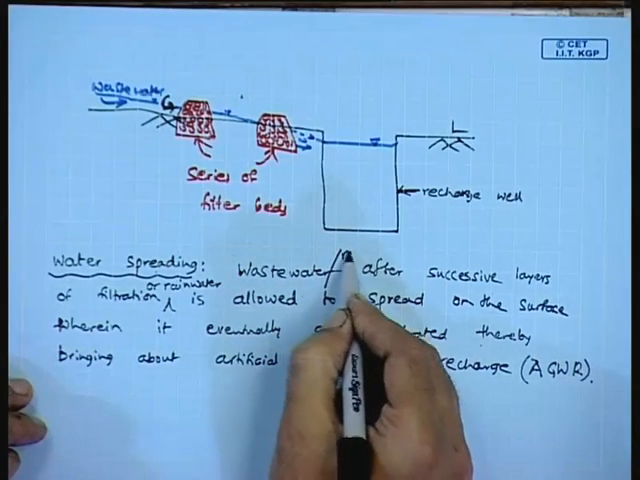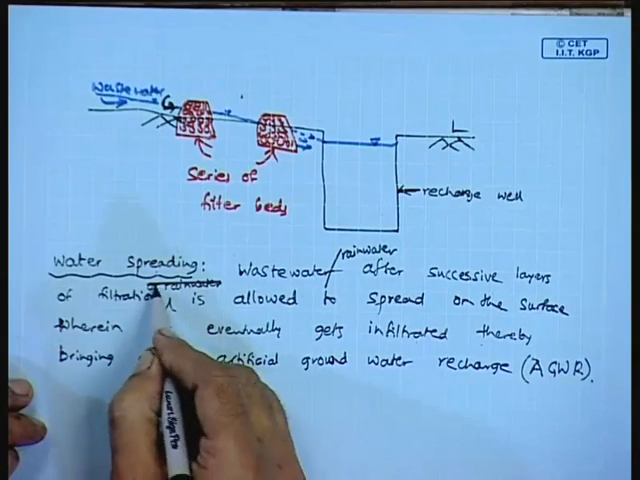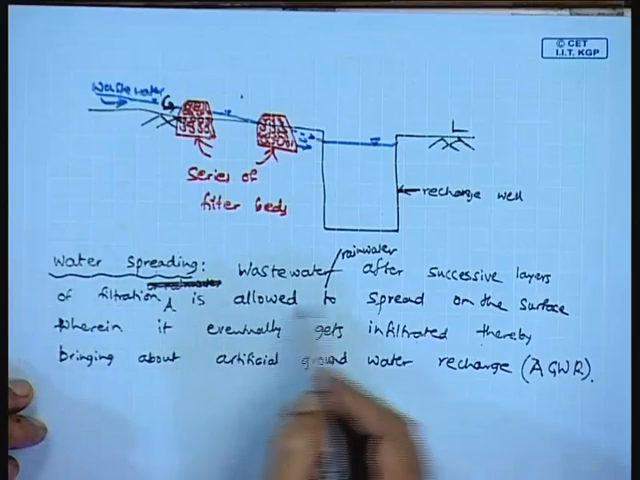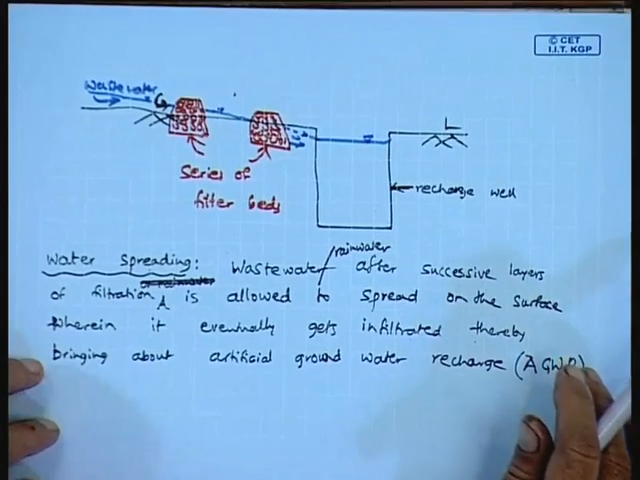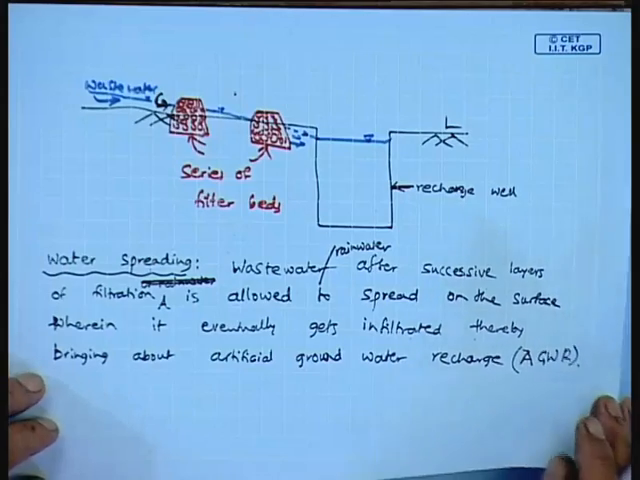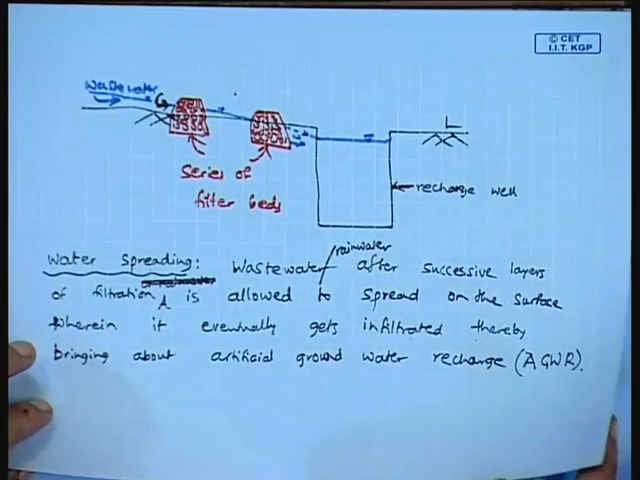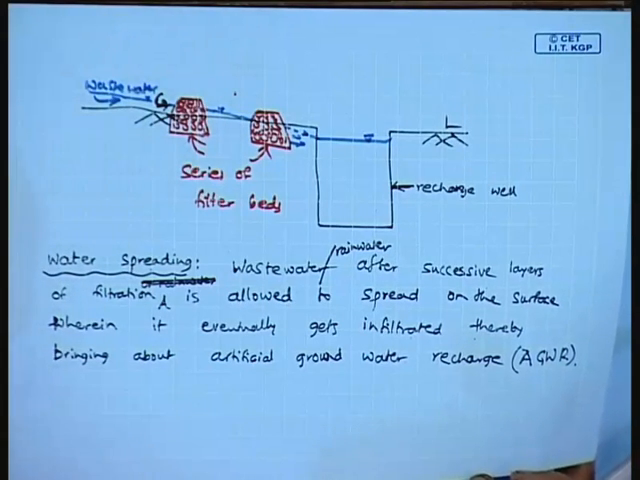Wastewater here, and let me write this as our rainwater. After successive layers of filtration, it is allowed to spread on the surface, and thereby artificial groundwater recharge is achieved.